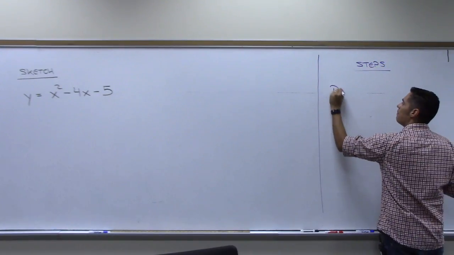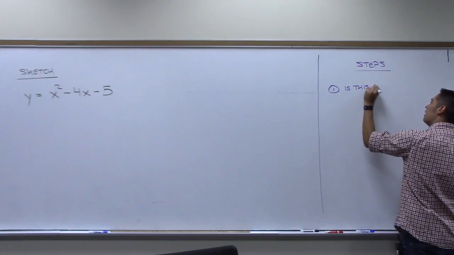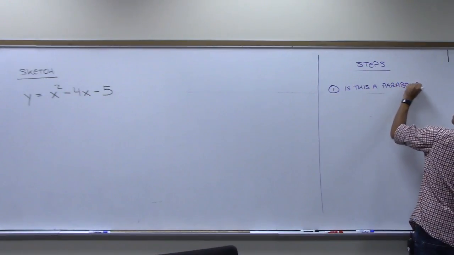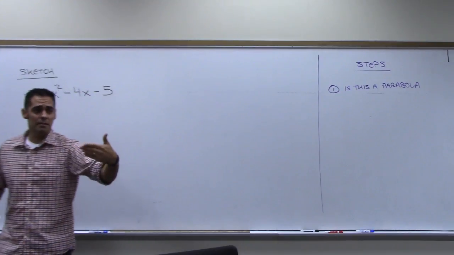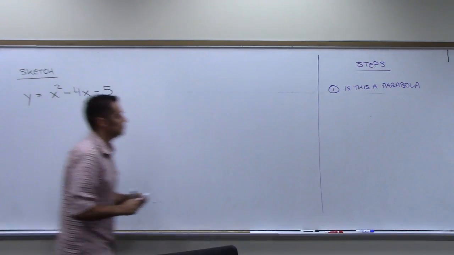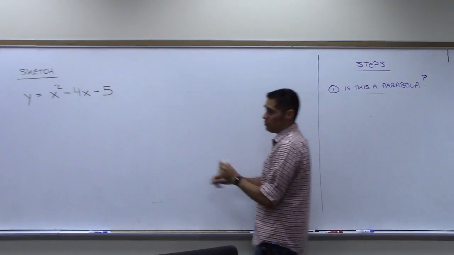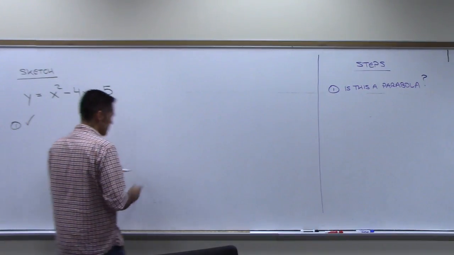The first step: is this a parabola? I know that seems obvious, but if I'm asking you to sketch something, I could be asking you to sketch a line, y equals mx plus b, which means the steps are completely different. But if I'm asking you to sketch a parabola, here's what you should do. First thing, is it a parabola? Okay, it is. I'm going to go through all these steps. So first thing, check mark, yes, it's a parabola.